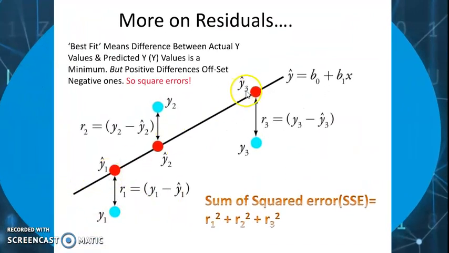And how do we do that? This is a very good example that we have shown here, how to identify the best fit. When I say best fit, this is nothing but the actual value. This is nothing but the predicted value. So what is my residual here? It is y1 minus y1 cap. Similarly, I calculate for r2. Similarly, I calculate for r3.